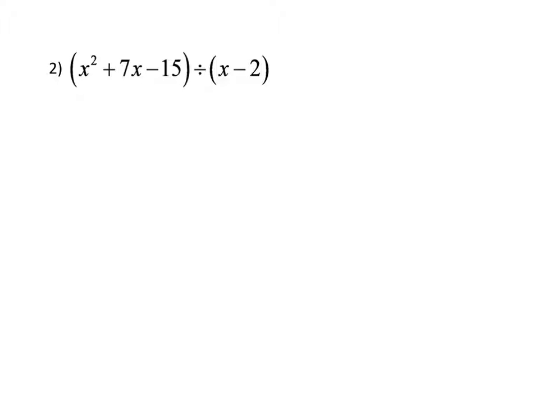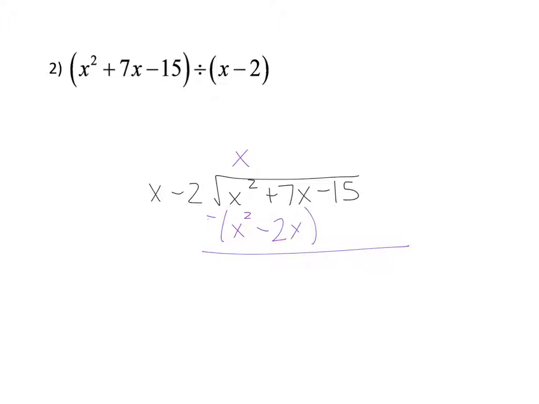change colors here, x minus 2 goes into x squared plus 7x minus 15. And we will first ask ourselves, how many times does x go into x squared? X amount of times. X times x is x squared. Negative 2 times x is negative 2x. And now we subtract. The x squareds cancel out, which is good. And 7x minus negative 2x is really a plus, which gives me 9x. Bring down the negative 15.